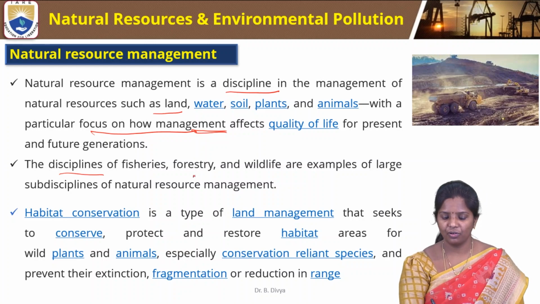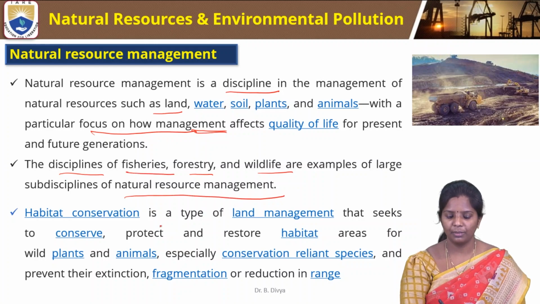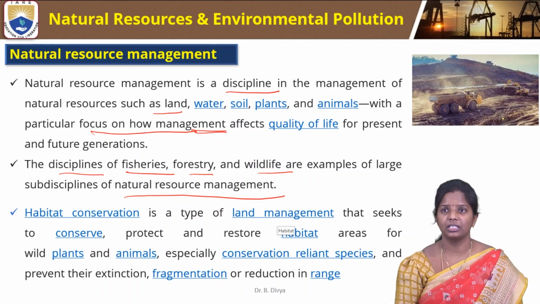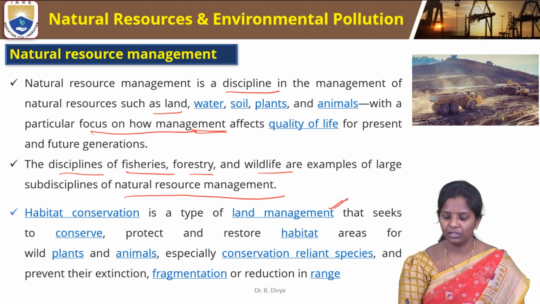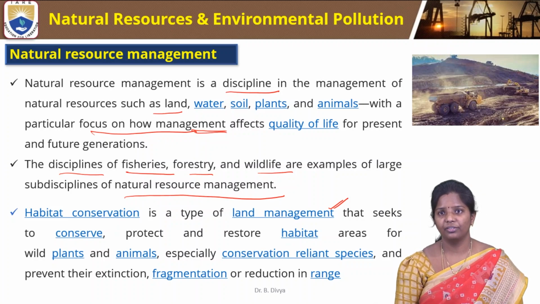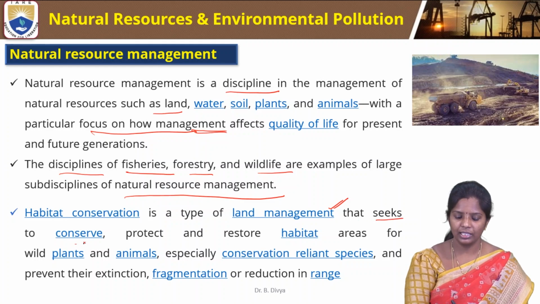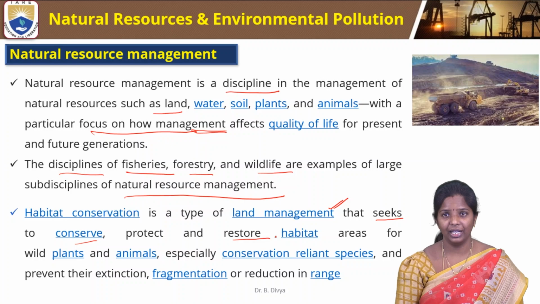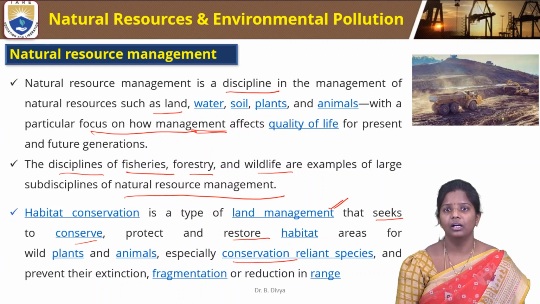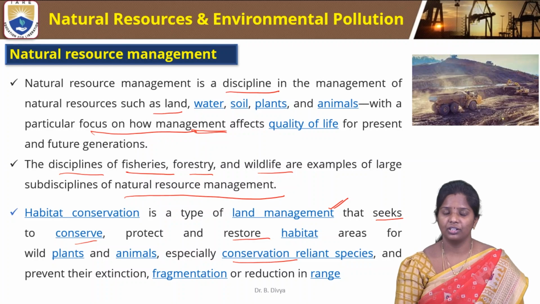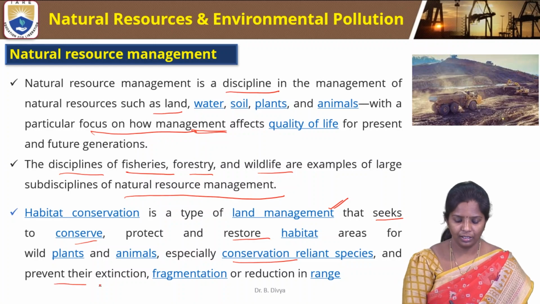Then the disciplines of fisheries, forestry, and wildlife are examples of large sub-disciplines of natural resource management. These are some of the sub-disciplines of natural resource management which have to be considered to provide for the next generations. Now, the other one is habitat conservation, which is a type of land management. Habitat is living land. So land management is also an important thing that seeks to conserve, protect, and restore habitat areas for wildlife and plants, especially conservation of brilliant species. For example, there are different species that are going extinct, animals or fisheries or any other plankton, because of this overuse of natural resources. So it is very important to manage these resources, and that prevents extinction.